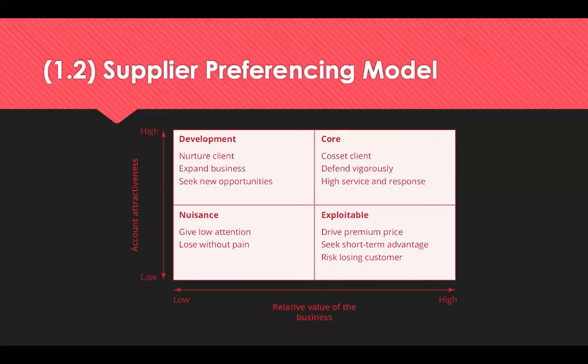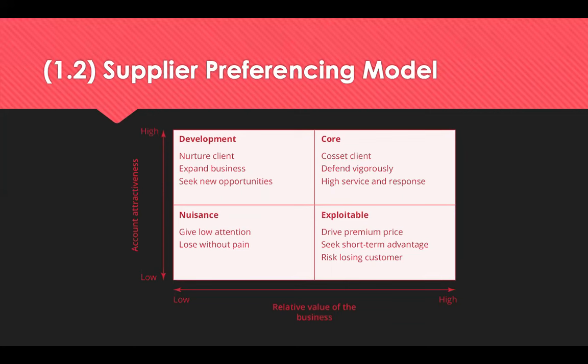But that's all very well. That's the way we see our supply chain. But what about the way they see us? The supplier preferencing model helps us to understand how suppliers view us as the buying organisation. And it has two axes as well. It looks at the account attractiveness and the relative value of the business. Now, these can fall into four quadrants that reveal how a supplier might view us.